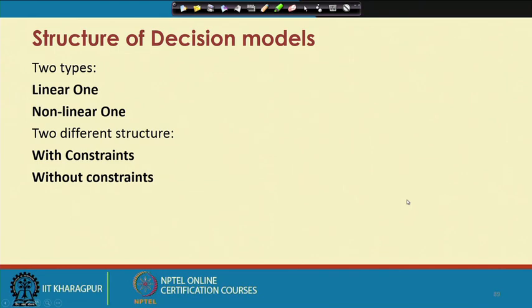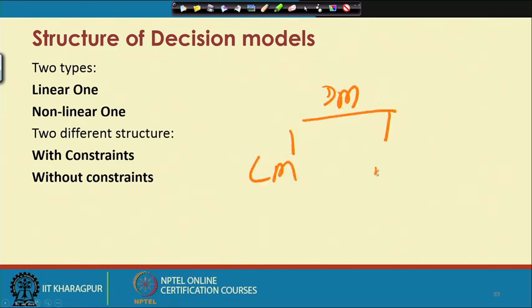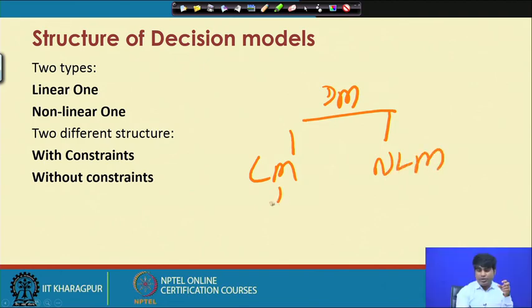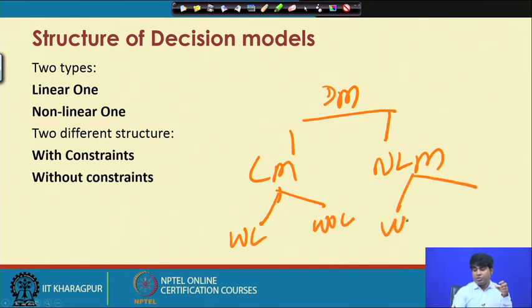So, the structure of decision models is actually like this. It can be linear or nonlinear, which I have already mentioned. Again, there are two different structures. Decision models technically can be of two types, linear models and nonlinear models, and linear models can be of two types, with constraints and without constraints, and this is also with constraints and without constraints.